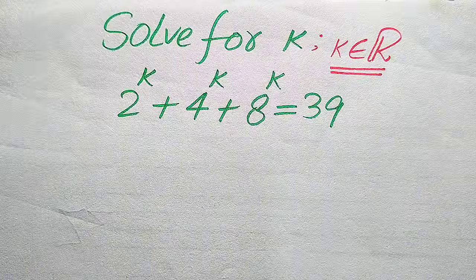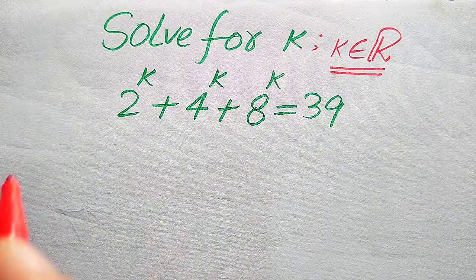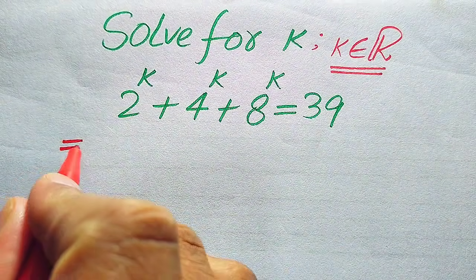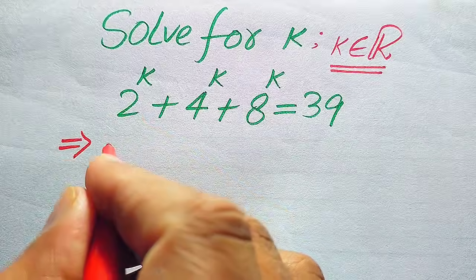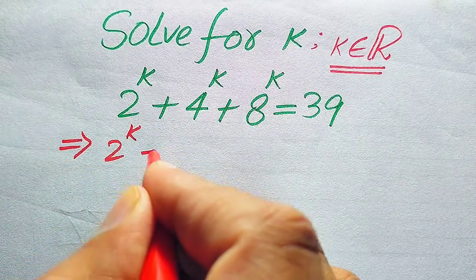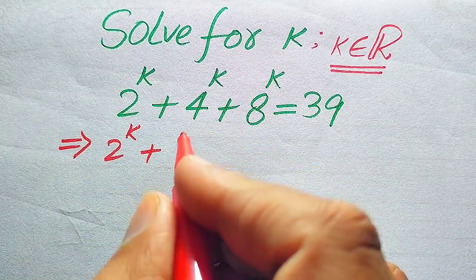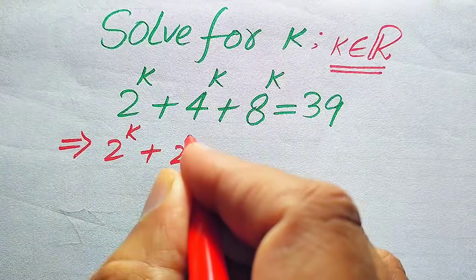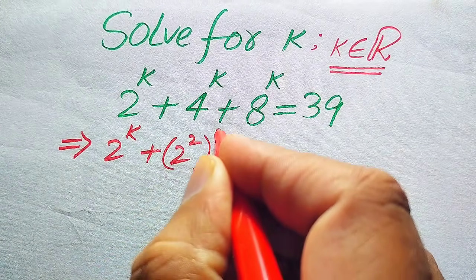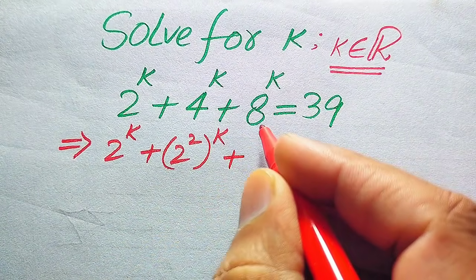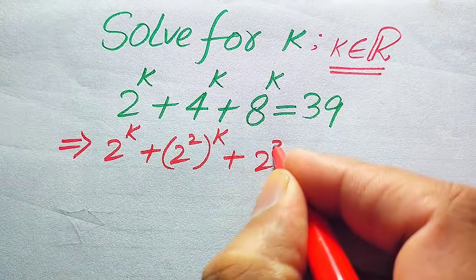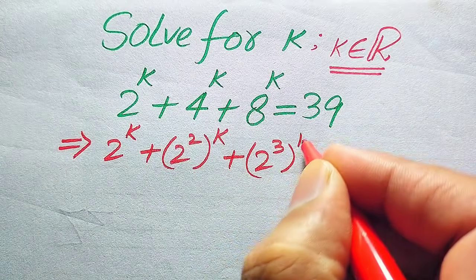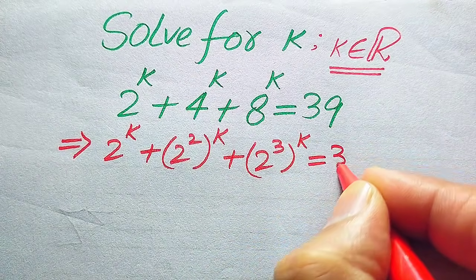So here the very first thing we are going to do is first we need to rewrite this equation in this form. So this is 2 to the power of k, we write as it is, plus this is 4, we write this 4 into the form of prime factors, and its prime factors are 2 squared and its whole power k, plus we write this 8 as 2 cubed and its whole power is k, equals 39.